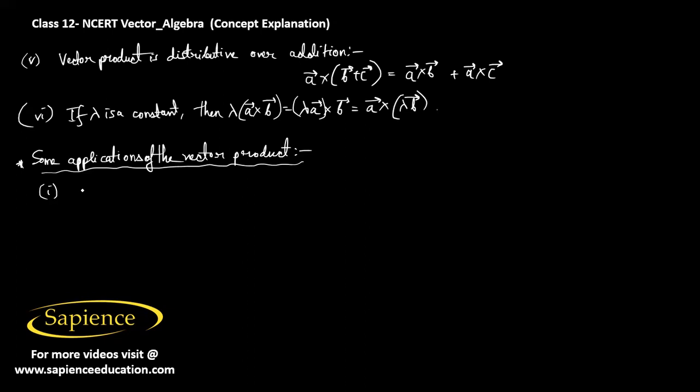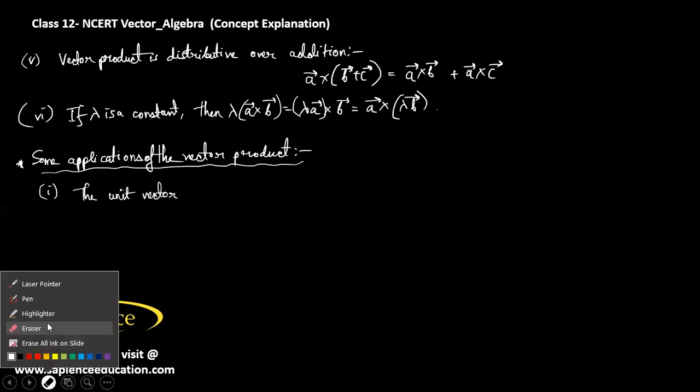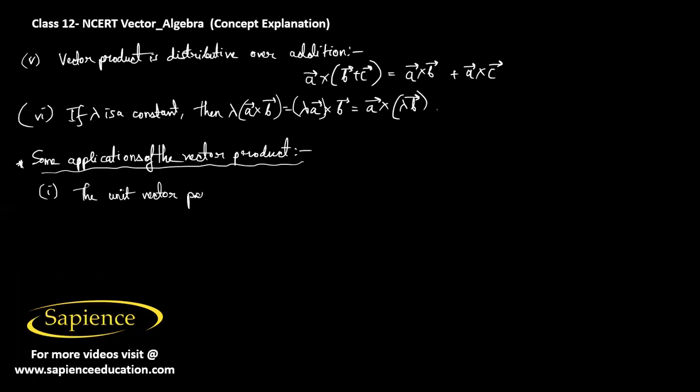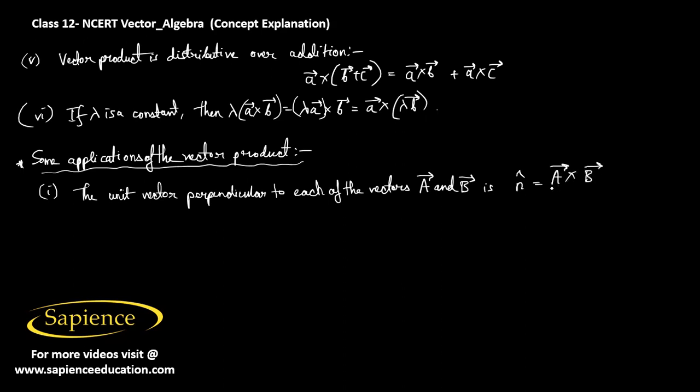if we need to find the unit vector perpendicular to each of the vectors A vector and B vector, it is n cap, which is equal to A vector cross B vector divided by magnitude of A vector cross B vector.